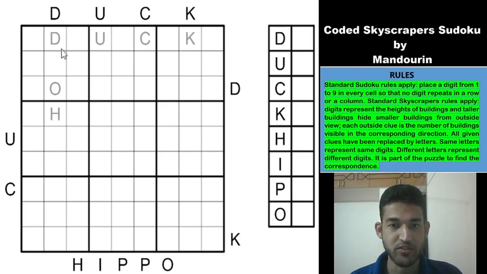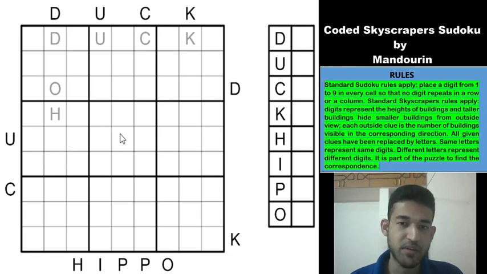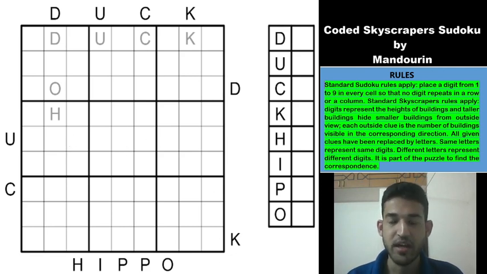Okay, so all the digits inside, imagine them as buildings, and they represent a building of their corresponding height. So if for example you have a 5 here, then it means that the building is 5 units tall. If you have 9 here, then the building is 9 units tall. So obviously a 9 unit tall building will be taller than a 5 unit tall building. So each outside clue is the number of buildings visible in the corresponding direction.